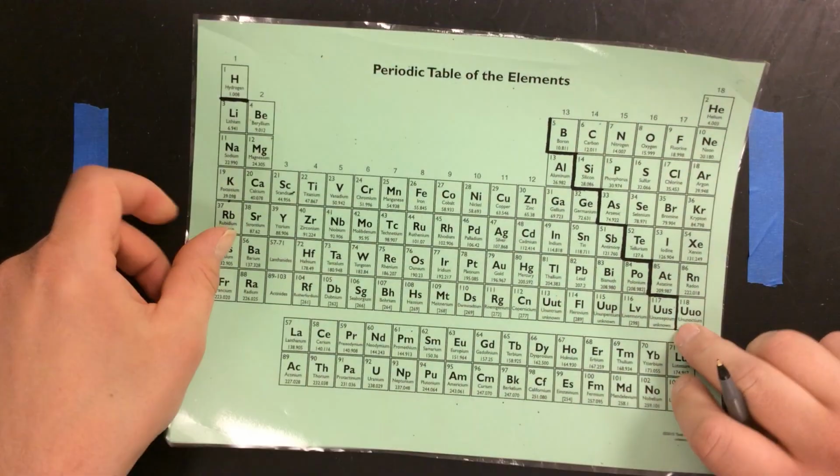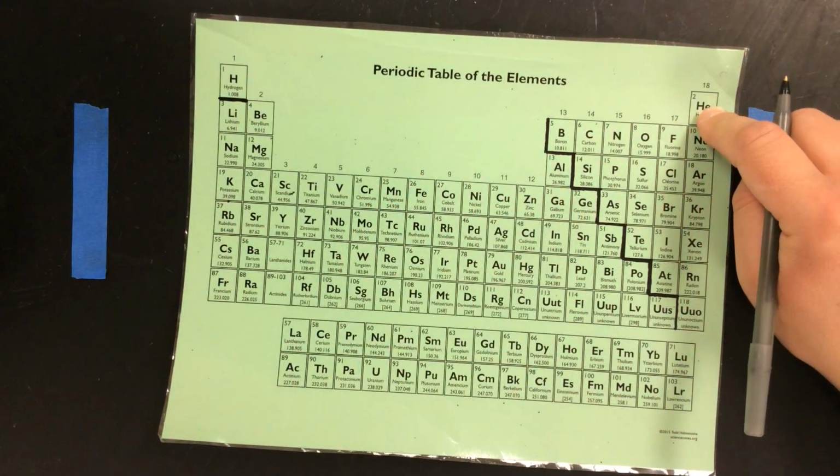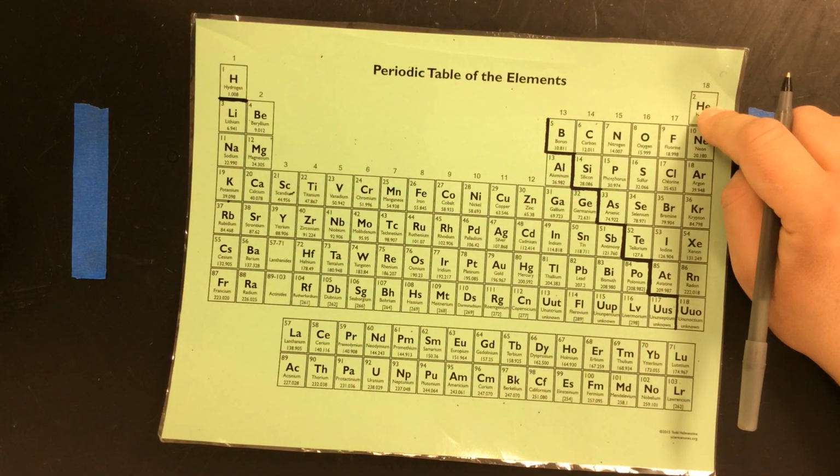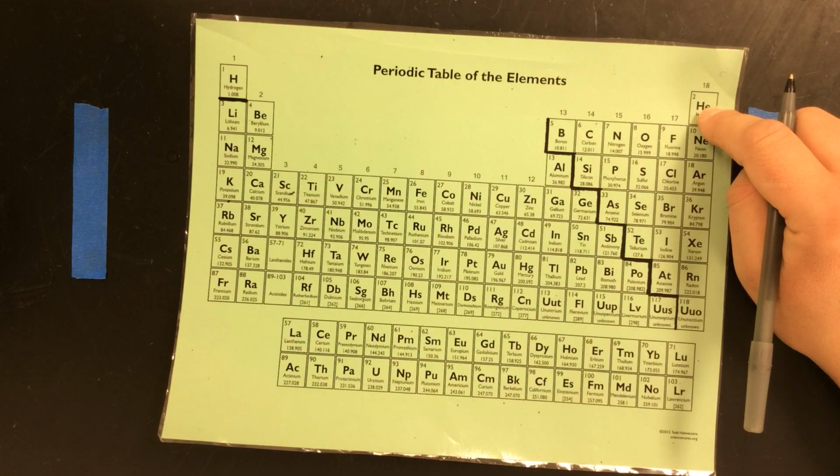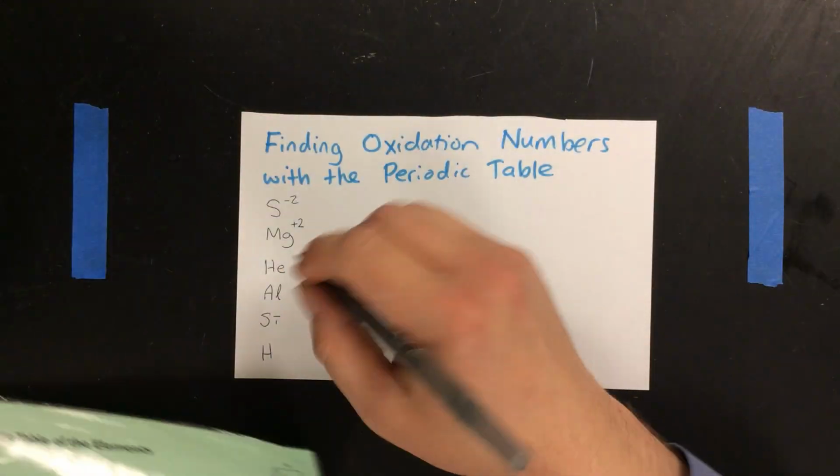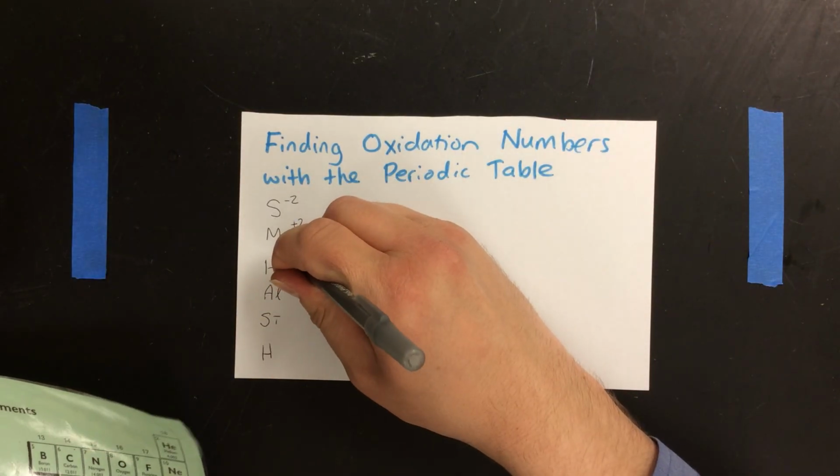Our next example is helium. Well, helium is a noble gas itself. Noble gases will not give or take electrons because they already start with the complete outer electron layer. So it will never get a charge at all, and its oxidation number will be just a 0.